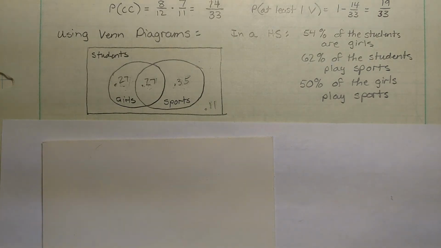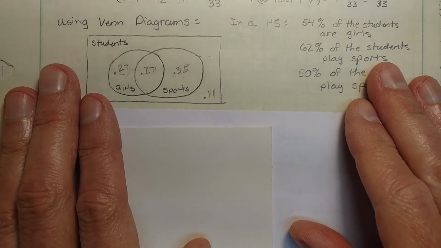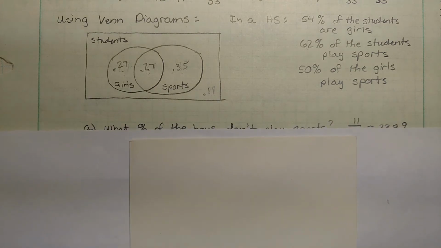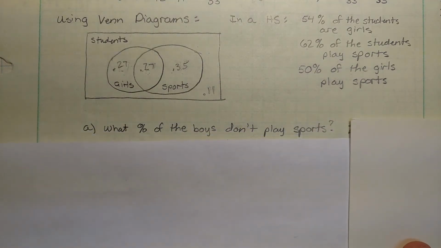So now I can use this to answer questions. This is a model of the situation. Now I can answer questions. So here's the first one. What percent of boys don't play sports? So in order to do that, remember, percentage of boys who don't play sports.